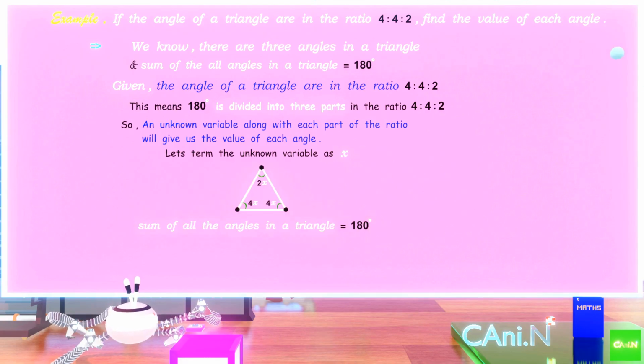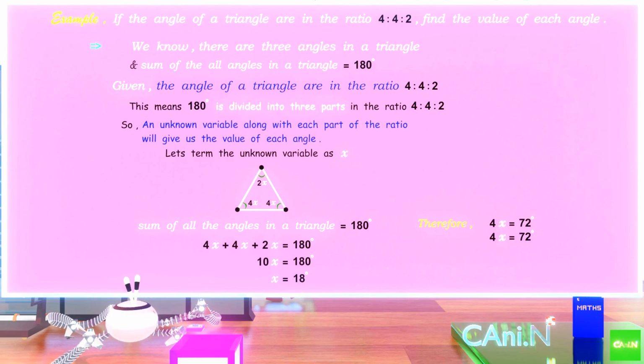Sum of all the angles in a triangle equals 180 degrees. So 4x plus 4x plus 2x equals 180 degrees. x equals 18. Therefore, the angles are: for 4x equals 72 degrees, for 4x equals 72 degrees, and 2x equals 36 degrees.